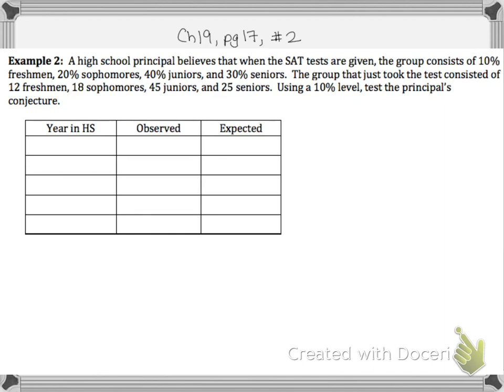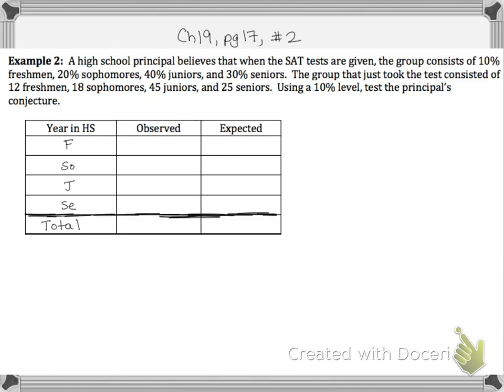Okay, so first of all, we're given the different levels in high school. So let's go ahead and fill them in. The freshmen are in our first group, the sophomores, the juniors, and then the seniors. And then we always just need to make sure that we have the same total. Remember that when we go to our calculator, we do not put the totals in. So I just want to make sure that when we do this, we're all on the same page.